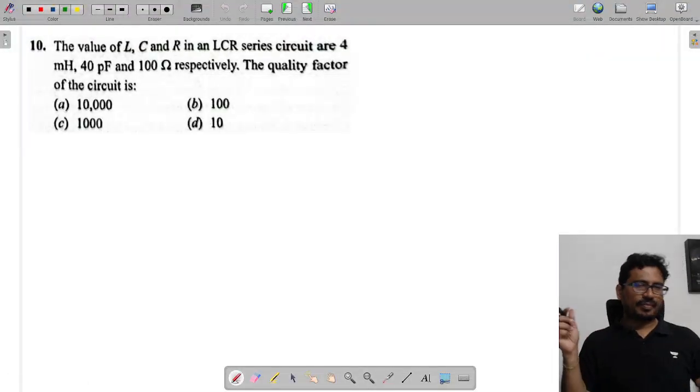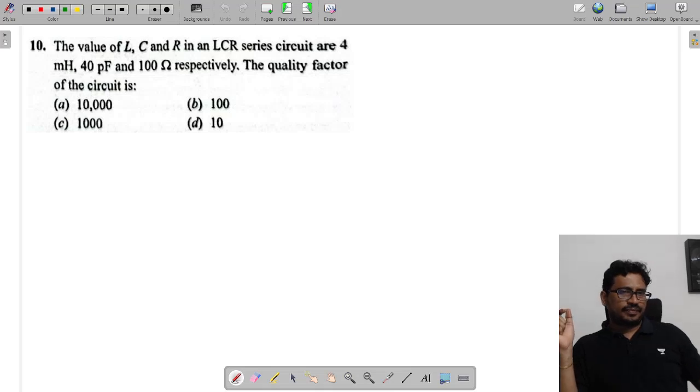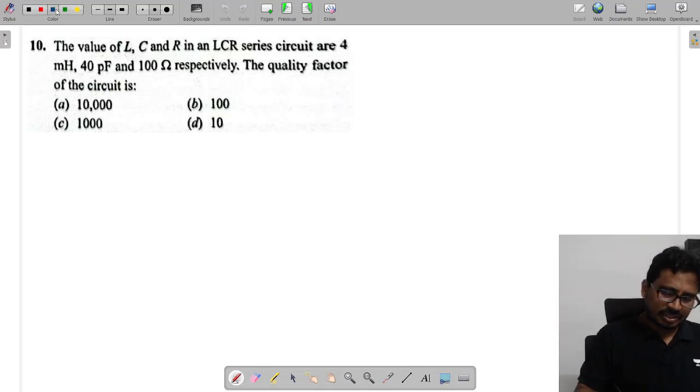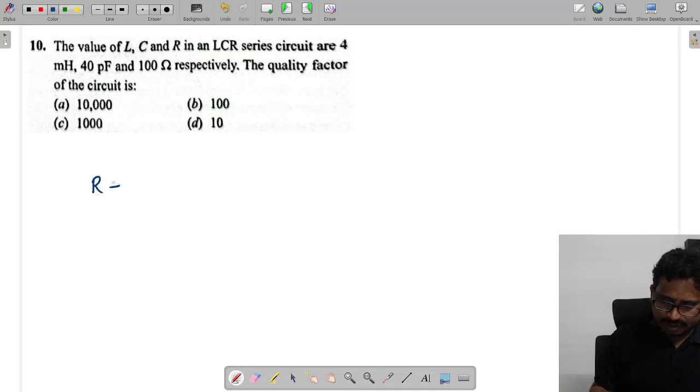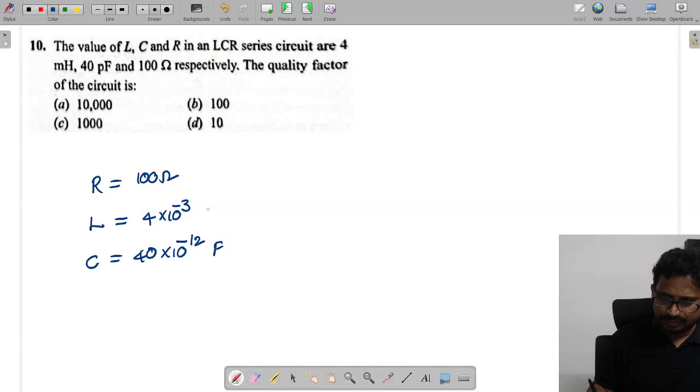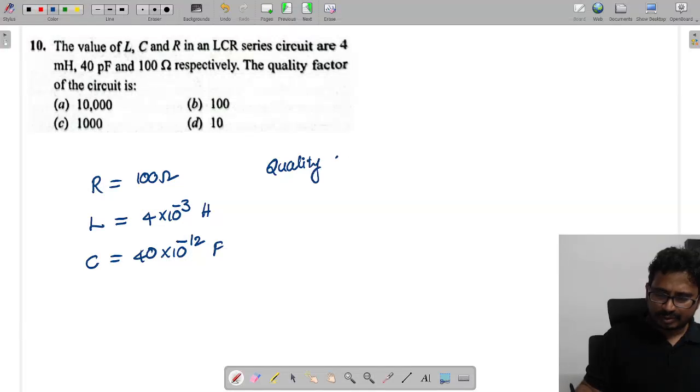Next one. The values of an LCR circuit are given like this. The resistance is 100, inductance is 4 into 10 power minus 3, and capacitance is 40 picofarad, 40 into 10 power minus 12. Now they are asking to find the quality factor.